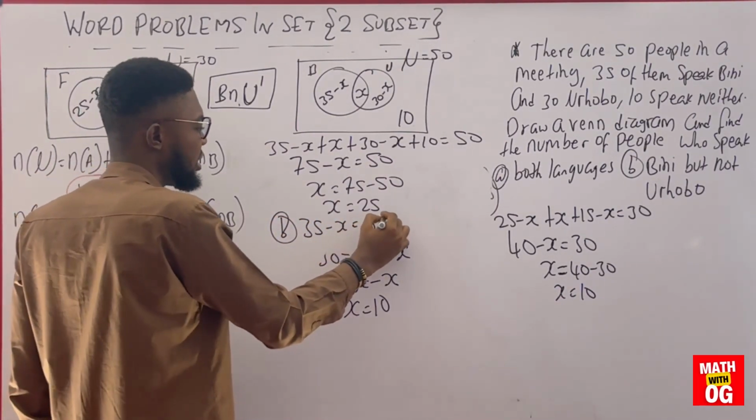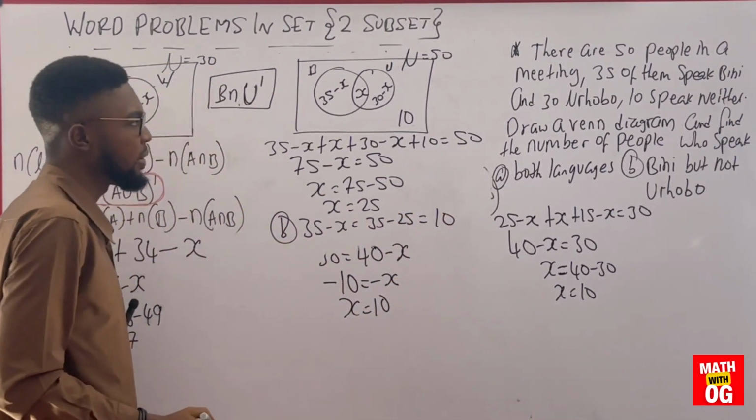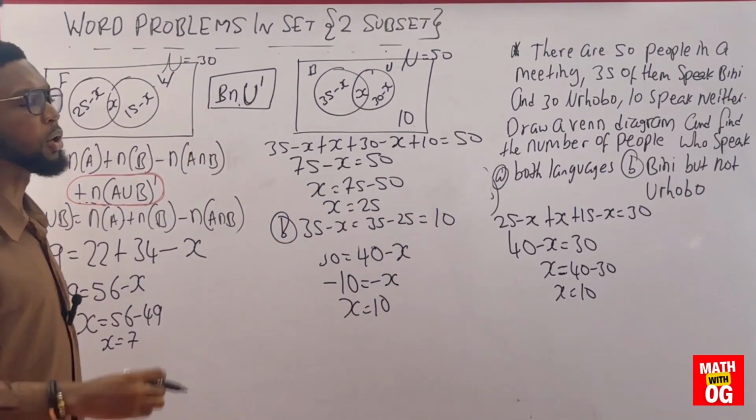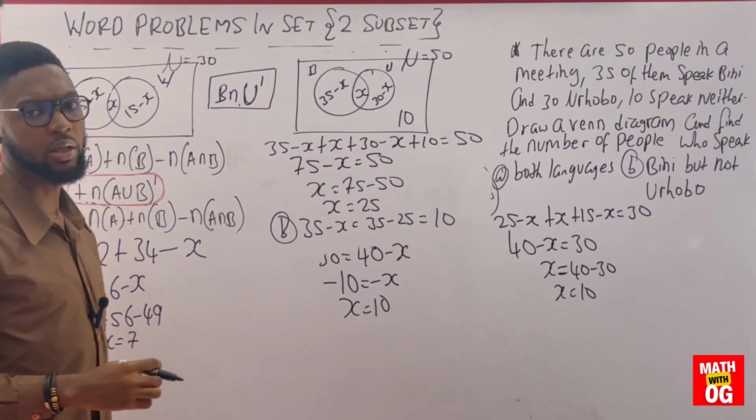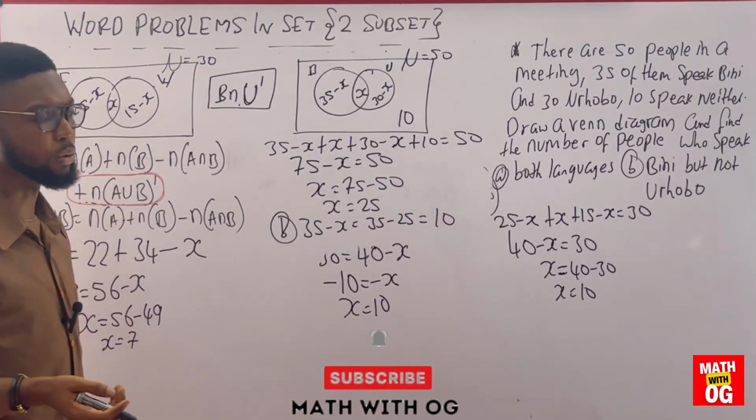So that will give us 35 minus 25. So the answer is 10. So 35 of them speak Benin, but only 10 of them speak Benin but not Yoruba. But 25 speak Benin and Yoruba.